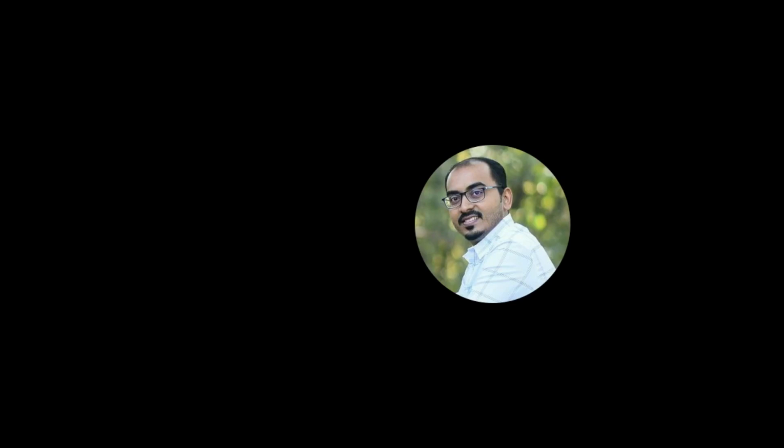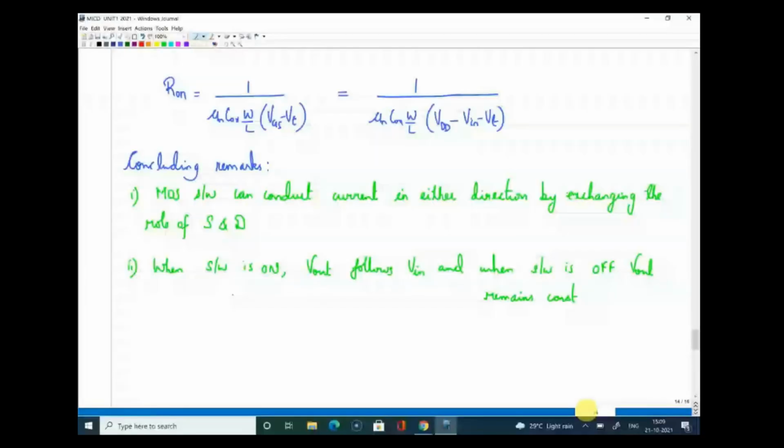One more thing we conclude is, the concluding remarks were this: MOSFET can conduct current in either direction by just exchanging the role of source and drain. And another one is, when the switch is on, the output follows input, and when the switch is off, the output will remain constant. That is what we want actually, and we will see how the switches will help in doing this function called the tracking function.